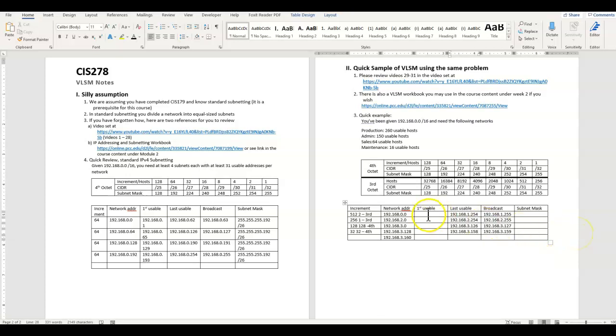Now we can get our first usable address 0.0. The next one would be 0.1. 2.0, the next one would be 2.1. 3.0 would be 3.1. And 3.128, the next one would be 3.129.